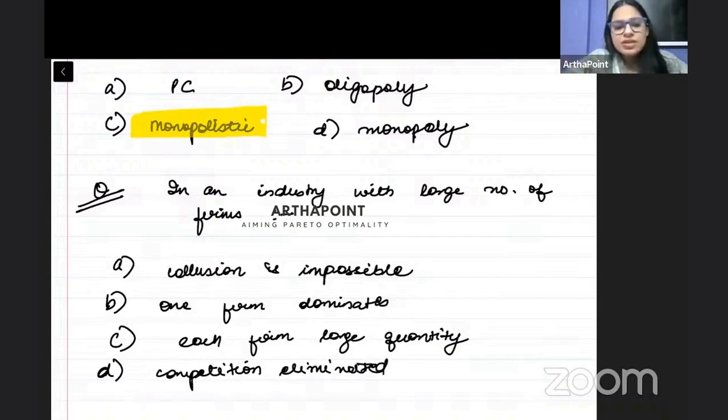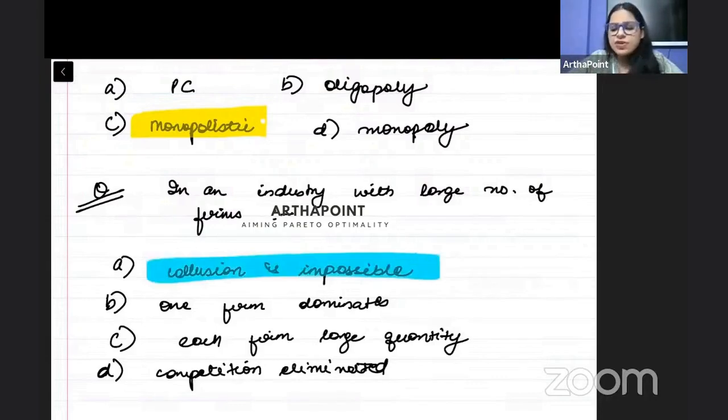तो अगर हम एक general बात करें, if I talk about any general case where we have large number of firms, जहां पे बहुत सारे firms हैं, तो इनमें से कौन सा एक point है जो हमेशा exist करेगा ही करेगा? Collusion is impossible. One firm dominates the market. Each firm sells large quantity, or competition is eliminated. Which of them will definitely be followed in the market? कौन सा ऐसा point हो सकता है? Okay. For all the students who are saying that the answer is A, that is the correct option.